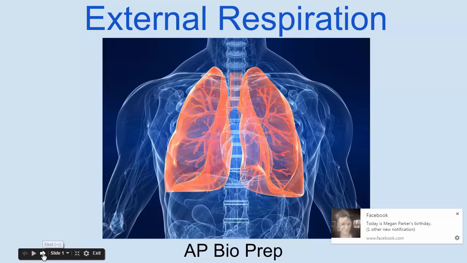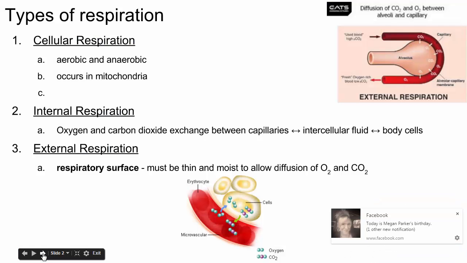So we're going to talk a little bit about what we call external respiration. To use the term respiration is somewhat confusing because we talked a lot about cellular respiration, but this is something different. So it can be a little bit confusing. So if we just think about the various types of respiration that are important.